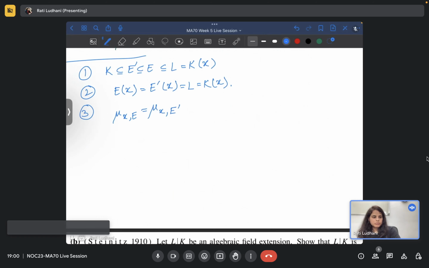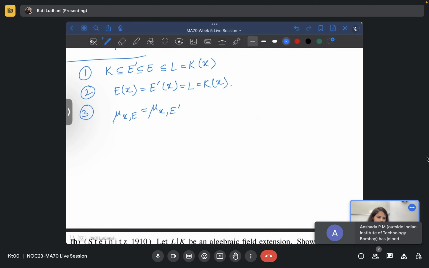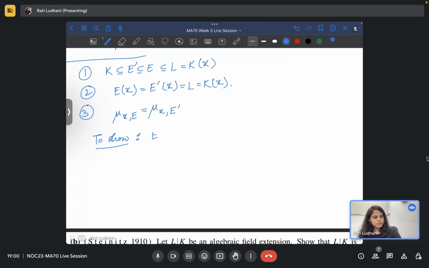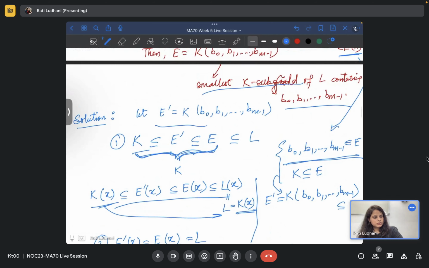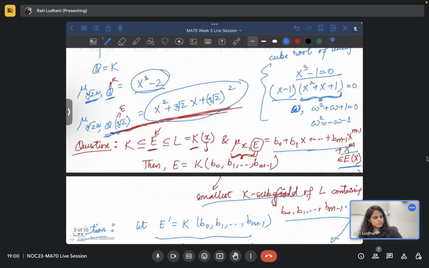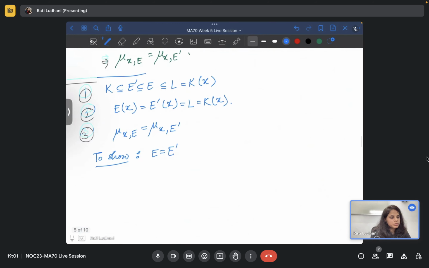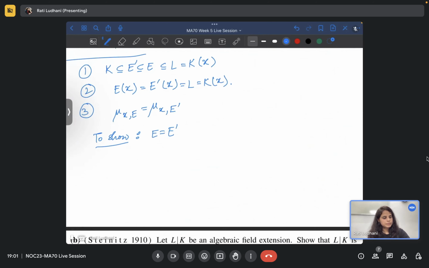Now let's see what we can conclude from here. So you know that E' is contained in E. What will I just prove now, so that this will be enough to do? So I need to show that E is equal to E', right? Because this was the requirement, that E is equal to this K(b0, ..., b_{m-1}), which we have assumed to be E'. So we need to show that E is equal to E'. So what can I prove? Then we can be done. So it is enough to show.